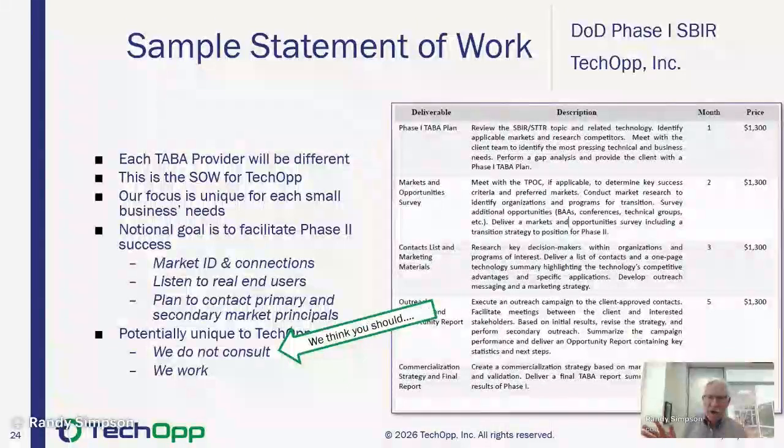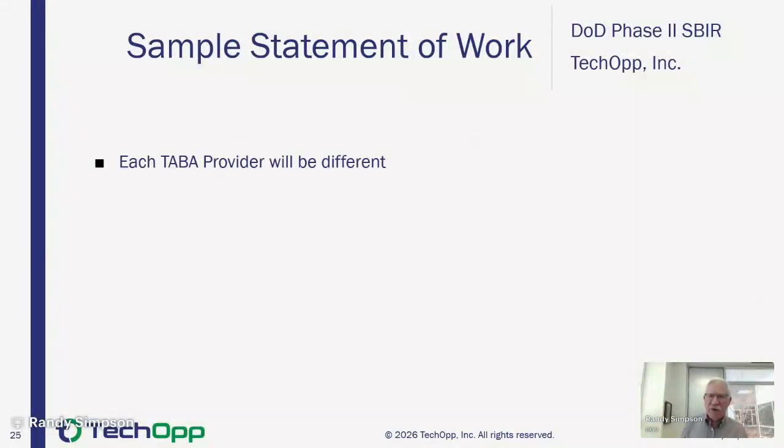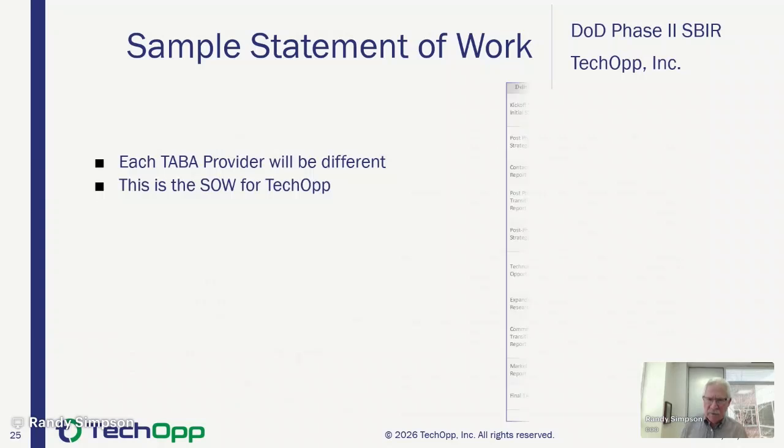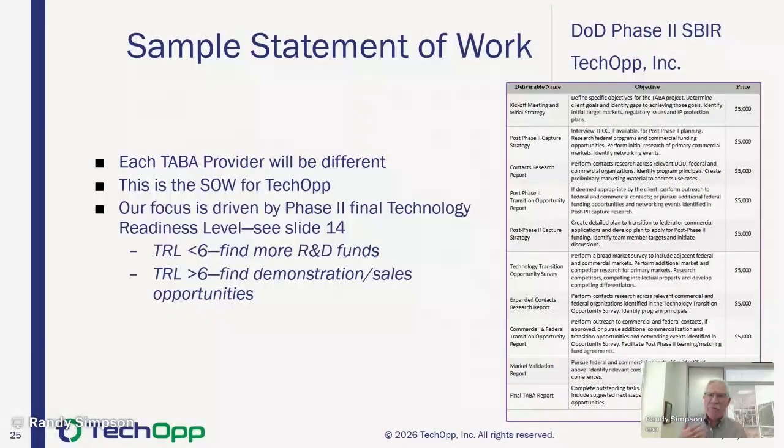And we're not going to consult. We're not going to say, hey, we think you ought to talk to these people, but we're going to actually go talk to them and say, hey, we've got someone interested. Let's get on the phone. So in phase 2, it's a little bit different. Once again, they're going to be different. Here's our phase 2 scope of work, as you note there. Our focus is driven by the phase 2 final TRL, which we talked about before, the big table.